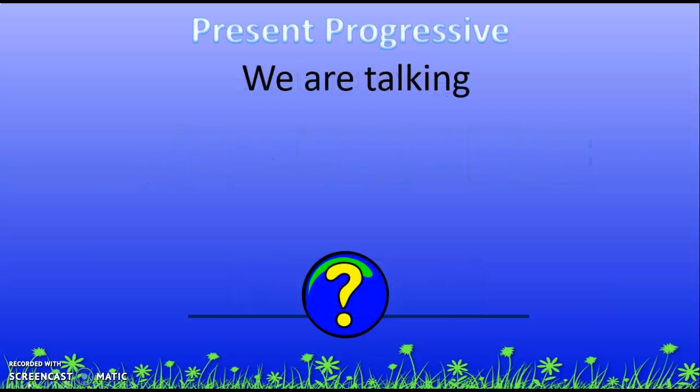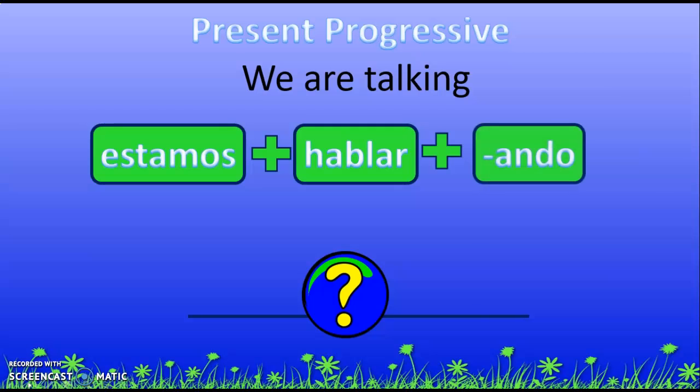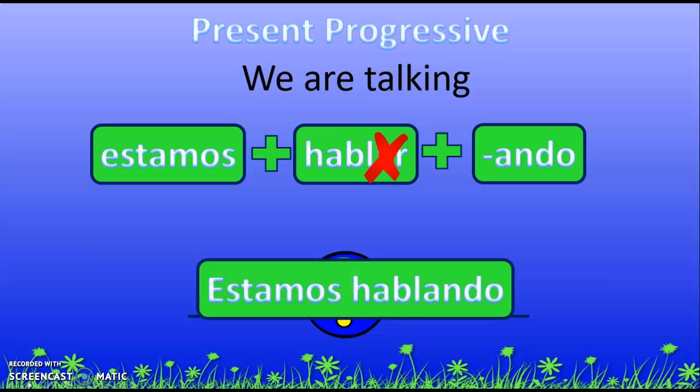We are talking. We are is estamos. To talk is hablar. Since it's an AR verb, you need the ending ando, but you have to drop the AR and replace it with ando. Estamos hablando.